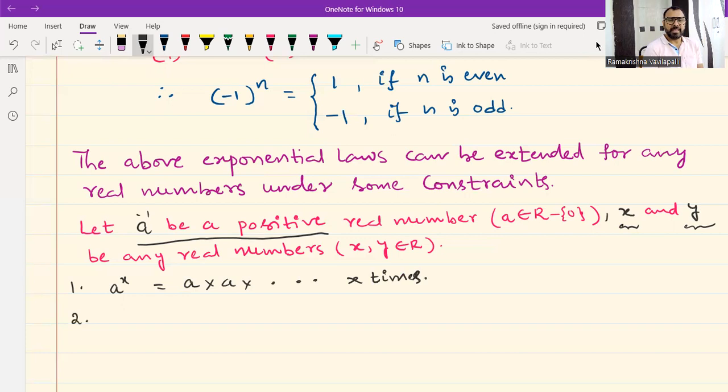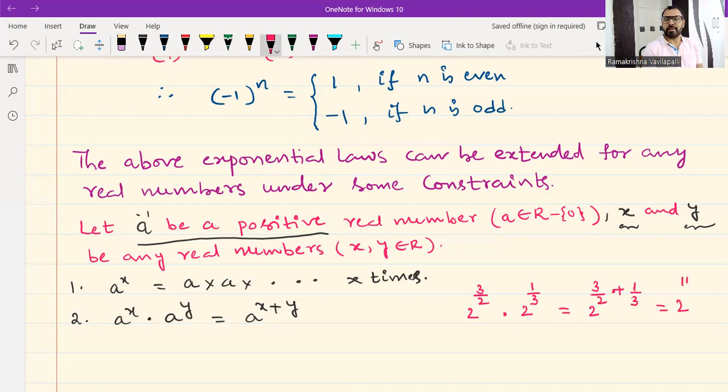The second one is a^x into a^y. This is nothing but a^(x+y), right? Product rule. I can give you an example like 2^(3/2) into 2^(1/3). So you can simply write 2 to the power of, same base, so add the powers, 3/2 plus 1/3. This is nothing but 2 to the power of (9+2)/6, that is 11/6.